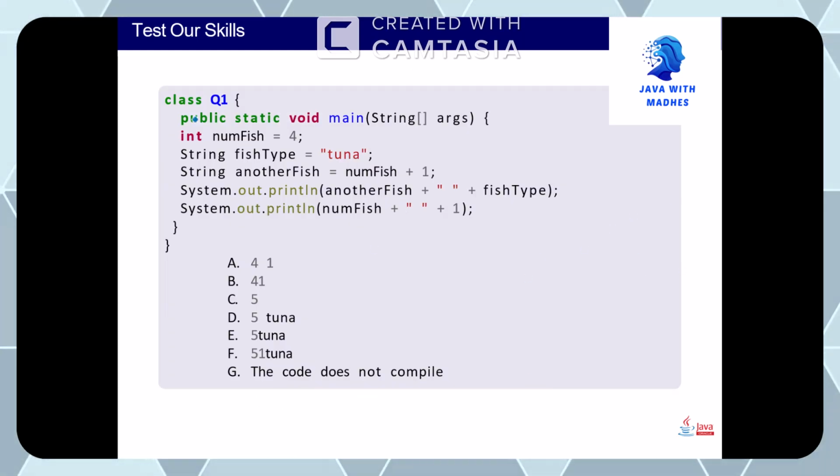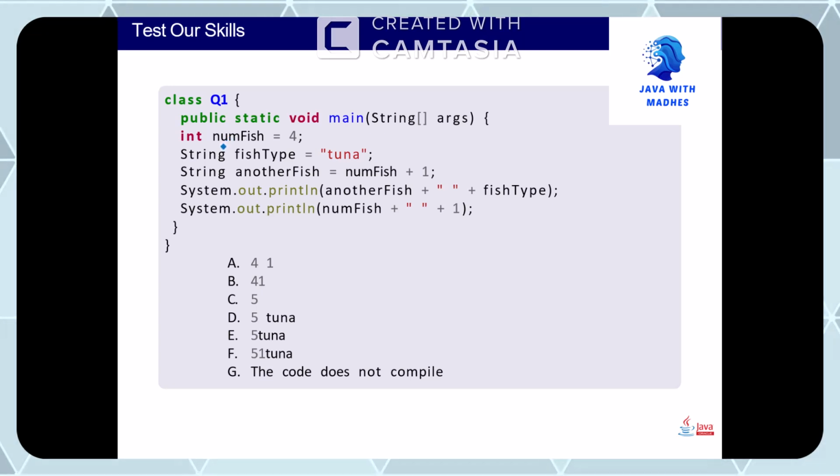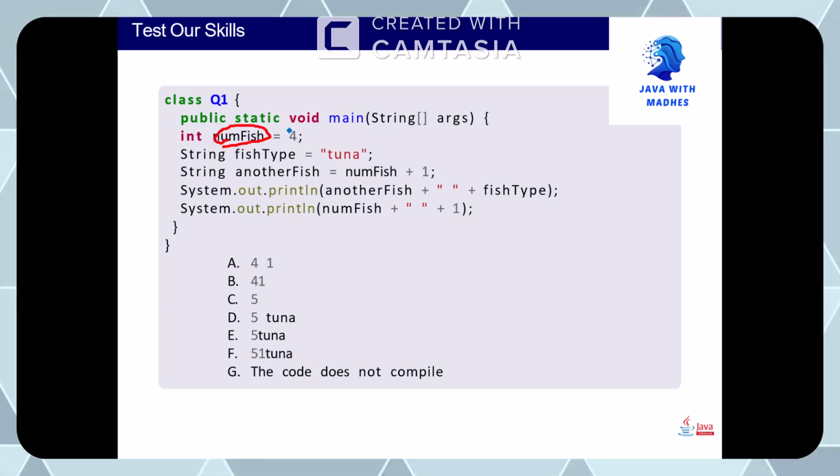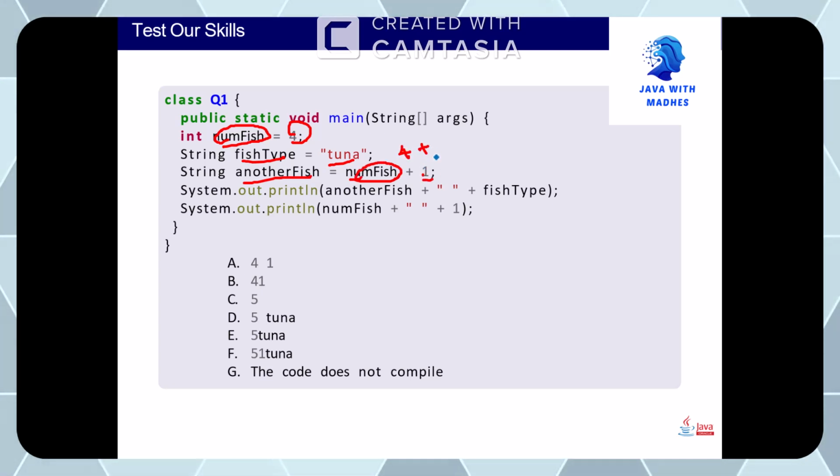Next question. This is a tricky question. So we have initialized a variable numFish with value 4 and fish type tuna. Then we are declaring another fish. We are adding numFish. What is the value of numFish? 4 plus this one, right? So 4 plus 1 becomes 5.